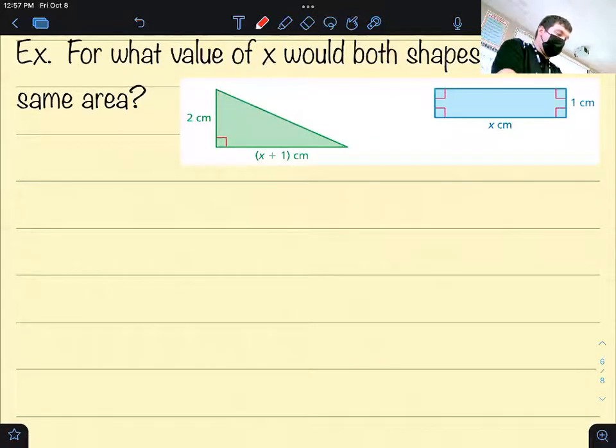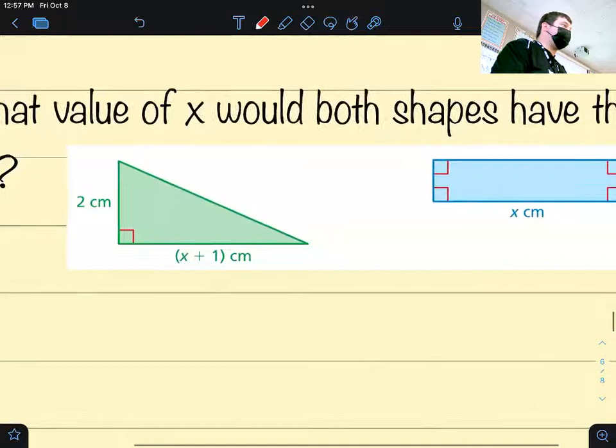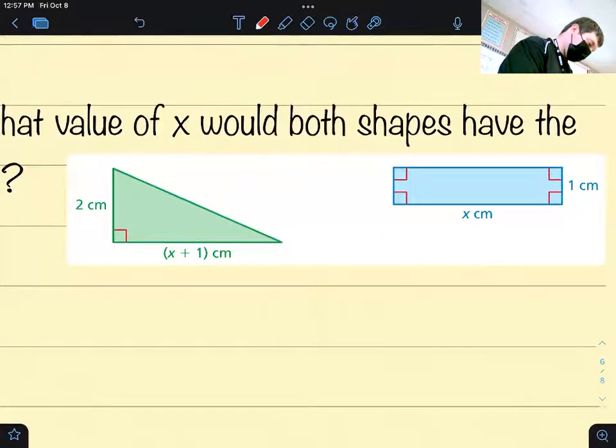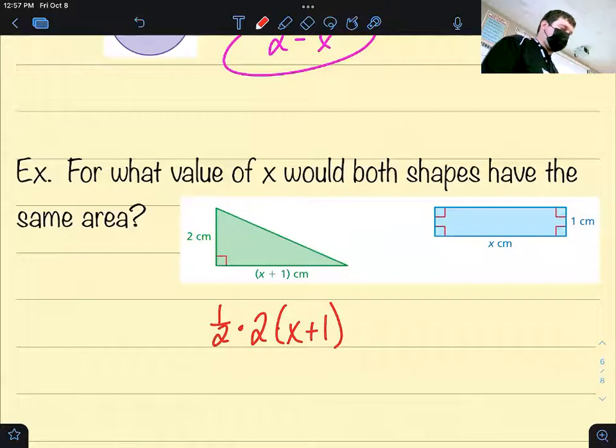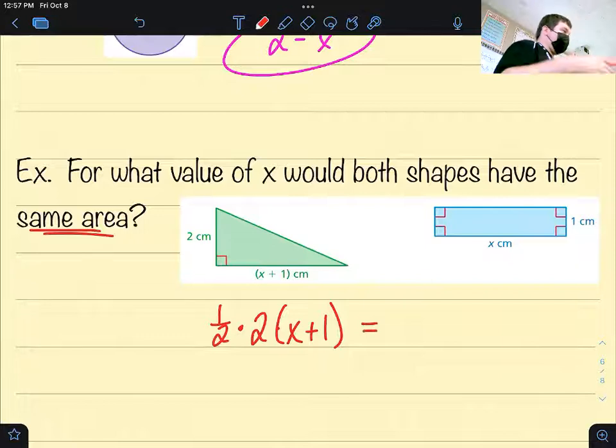It says, for what value of x would both shapes have the same area? Well, how do I find the area of a triangle? So it says, for what value of x would both shapes have the same area? I know that if I find the area of a triangle, 1/2 times the base times the height will give me the area of that triangle. If I want them to have the same area, that area would need to equal the area of the rectangle, which is x times 1, length times width.